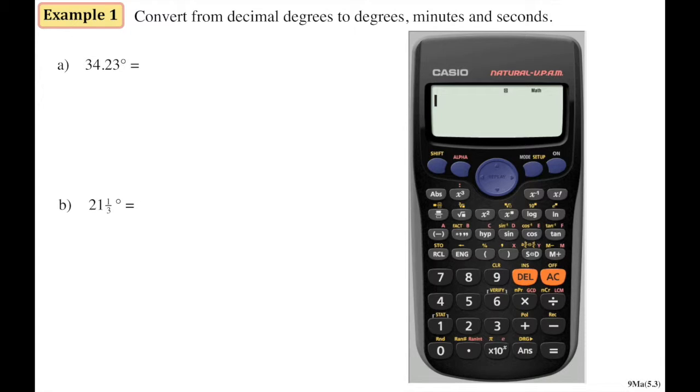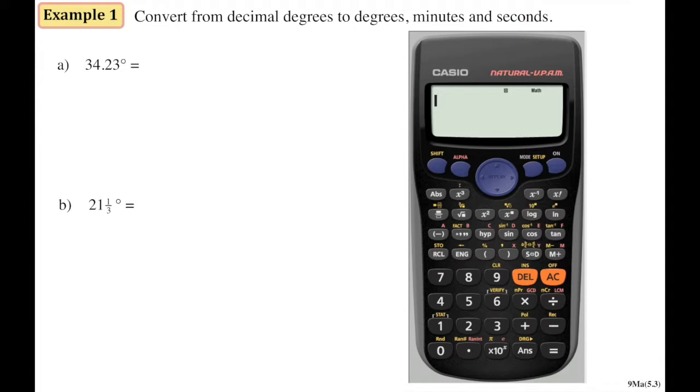So, what we have here is a question that says to convert from decimal degrees into degrees, minutes and seconds. Now these questions are given in decimal or fraction notation because fractions can be converted to decimals. And we want to convert them into their degrees, minutes, seconds notation.